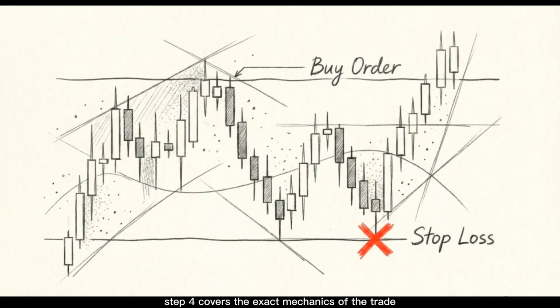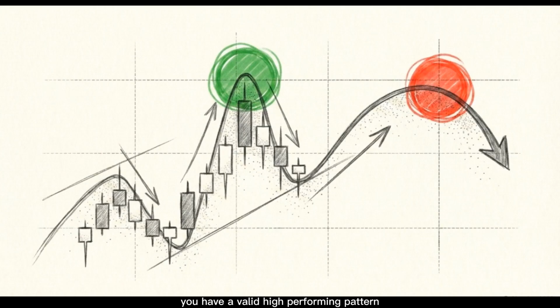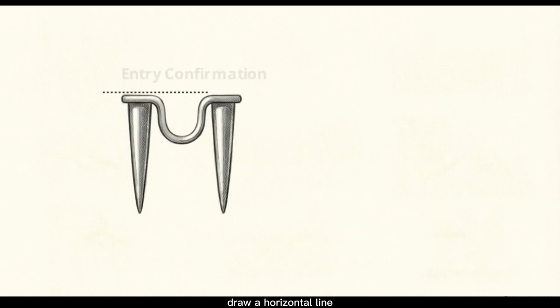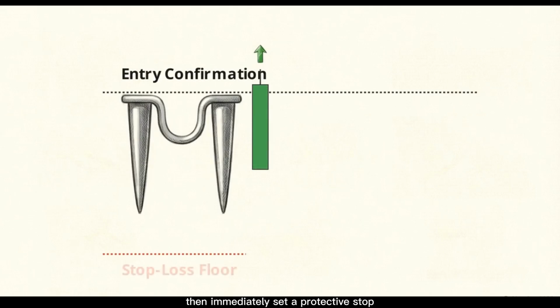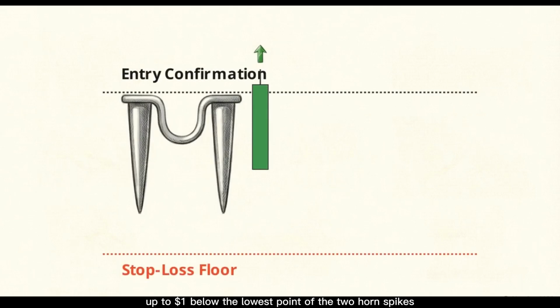Step 4 covers the exact mechanics of the trade. You have a valid, high-performing pattern. Now you need to know precisely when to enter and when to exit. Your entry requires strict confirmation. Draw a horizontal line at the highest high of the 3-week pattern. Wait for the price to close above it. Then immediately set a protective stop loss up to $1 below the lowest point of the two horn spikes.